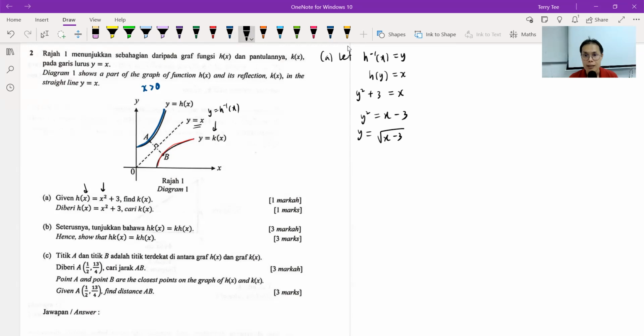Your y, in this case, is your h inverse, which is your k. You can write h inverse first, then you write k. Okay, just write straight away: k(x) is your h inverse, in this case the square root of x minus 3. That's all. Okay, B, you're supposed to show that hk(x) is the same as kh(x).